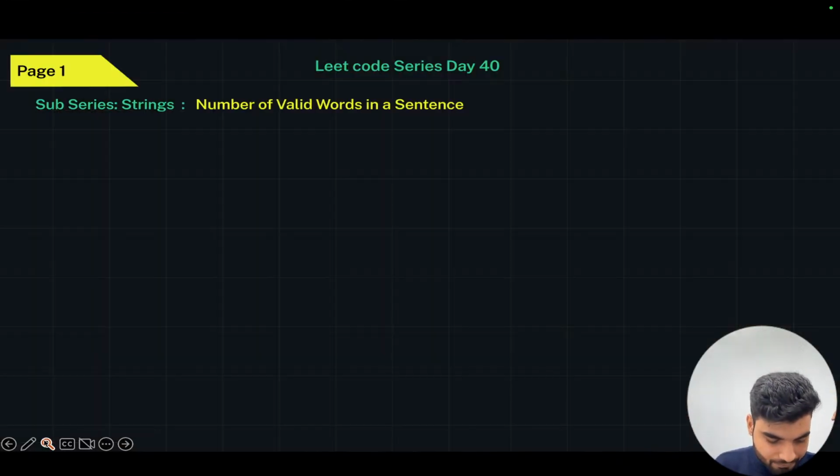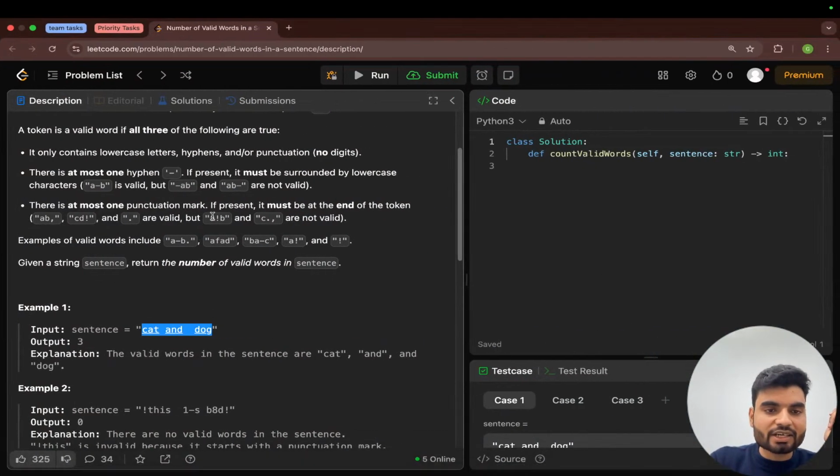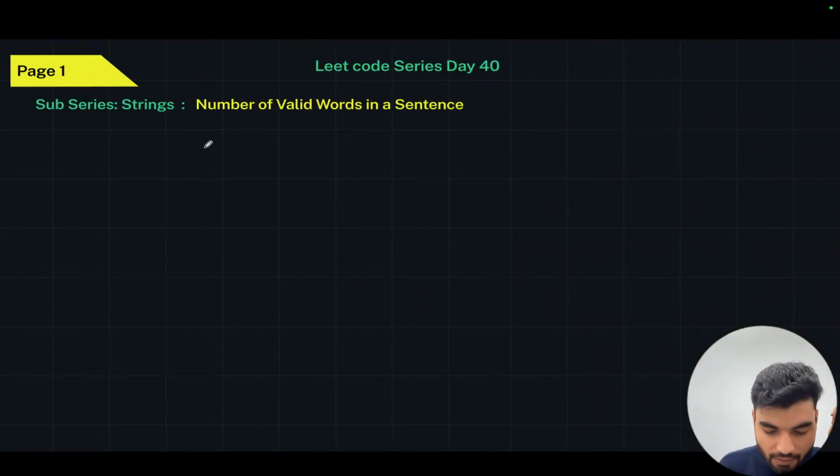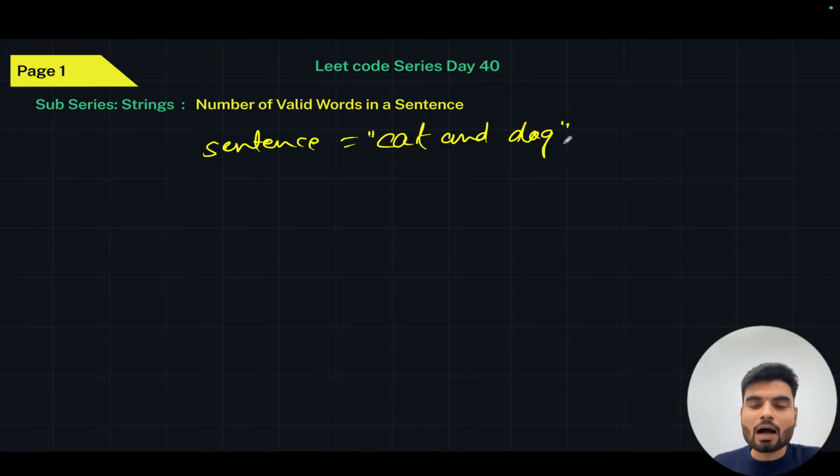So here, what I will do is that I have that word. What was that word? That word was cat and dog. That sentence was cat and dog. Correct? You have it like this. How can you check these things are valid?